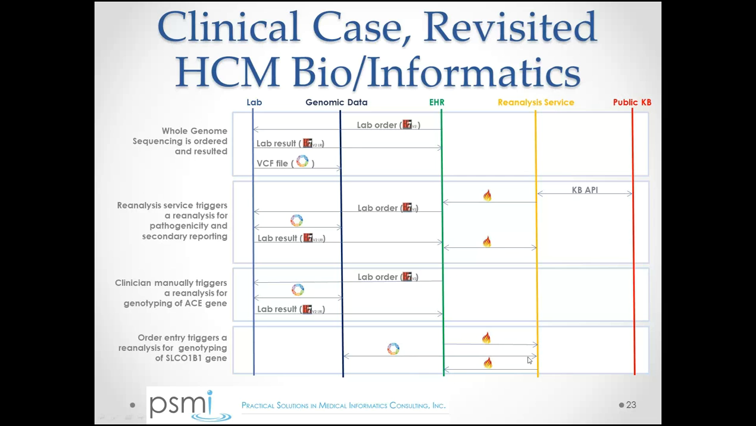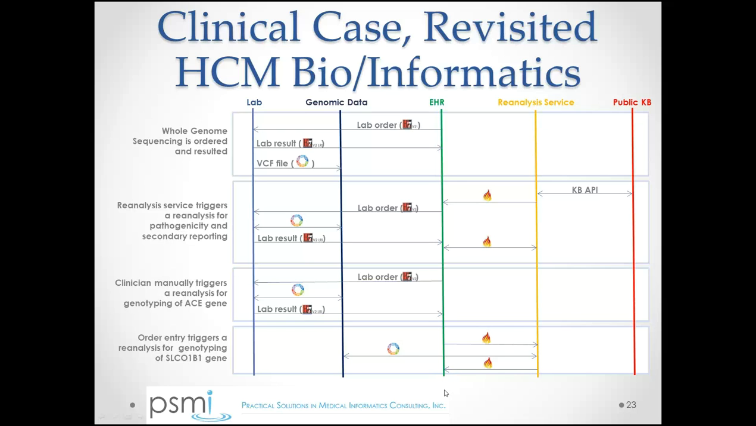Based on the genotype that comes back, if it's interacting, then the reanalysis service will send something back to the EHR to alert the provider about the interacting genotype, to possibly not give simvastatin or to alter the dose of simvastatin. So again, take these with a big grain of salt.